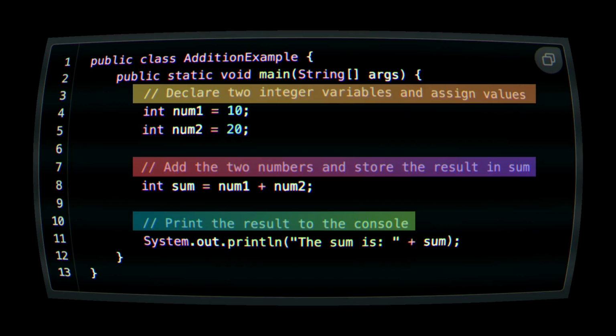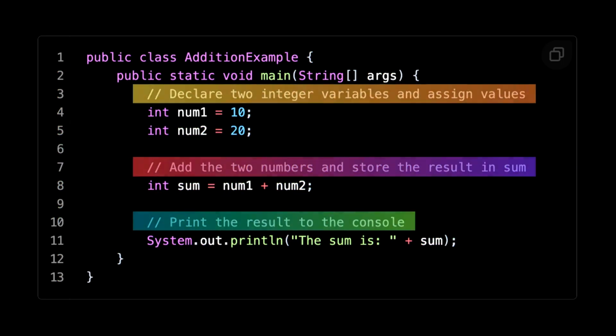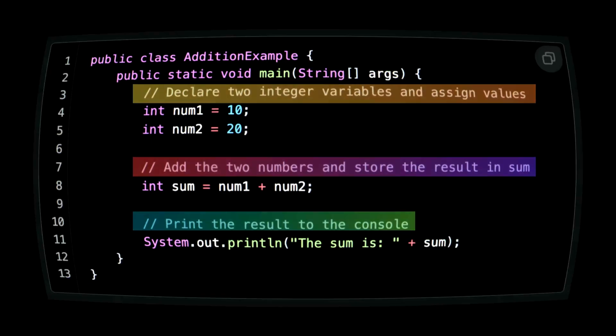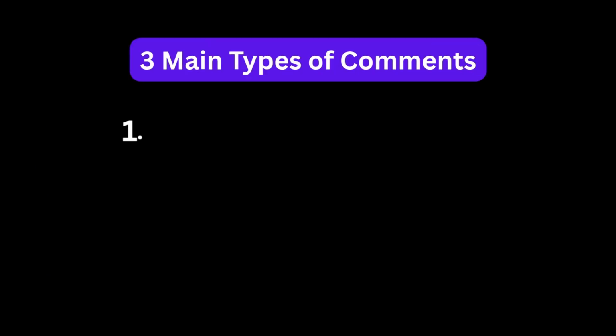Think of comments as little notes or explanations you leave in your code. They don't affect how the program runs, but they do help people understand what's going on. Let's look at the three main types of comments in Java.